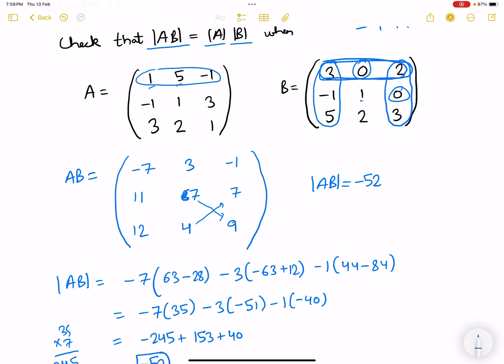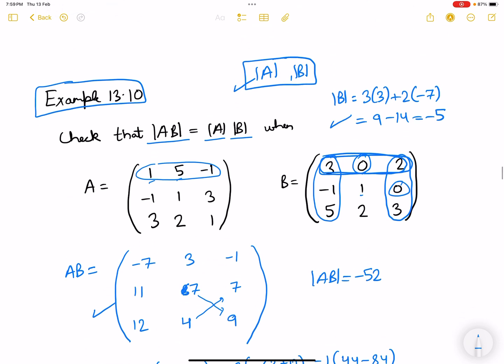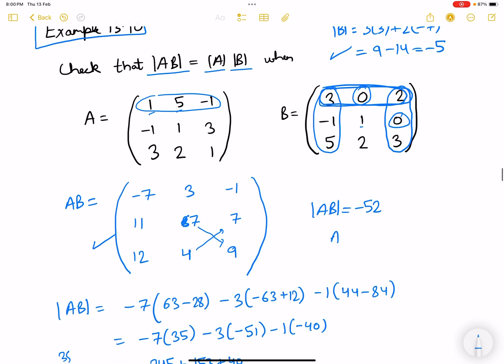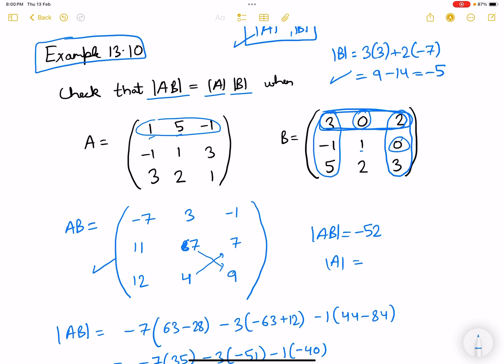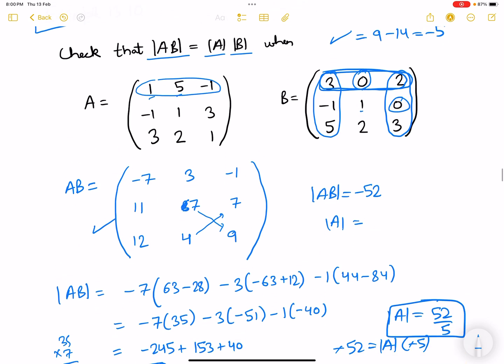Okay, so this is correct. And if B determinant is coming out to be -5, so accordingly we'll see A determinant would come out to be, since -52 equals A determinant into -5, A determinant would come out to be 52 by 5. So you can just verify this. There might be some calculation mistake, but if you solve this, you will be able to verify this.